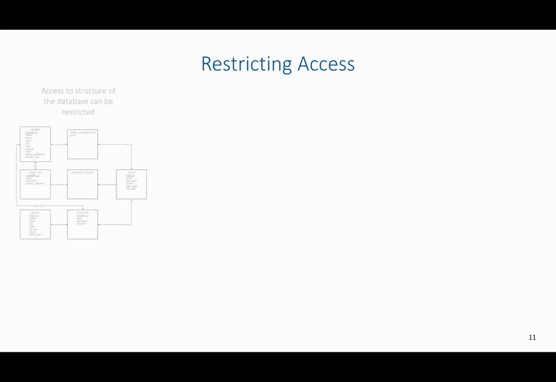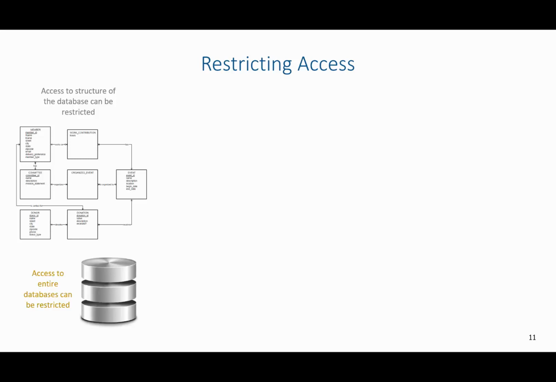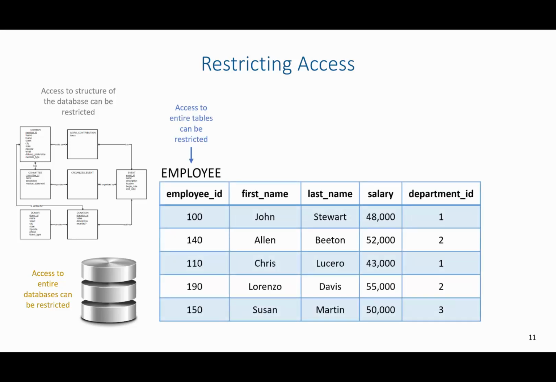And for each piece of our database, we have different levels of access that we can restrict. We can restrict access to the structure of the database. So this is preventing people from being able to see how the tables are connected, etc. We can also restrict access to the database entirely. We can also restrict access on tables themselves. So we can give people access to a database with only access to certain tables or objects in that database.